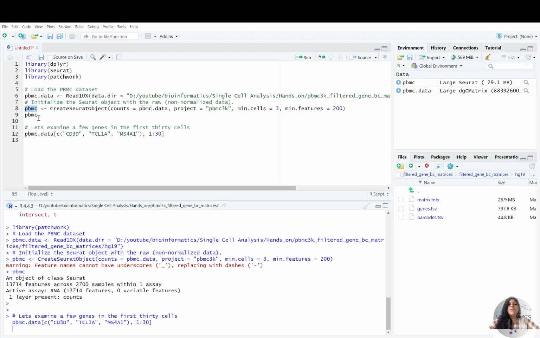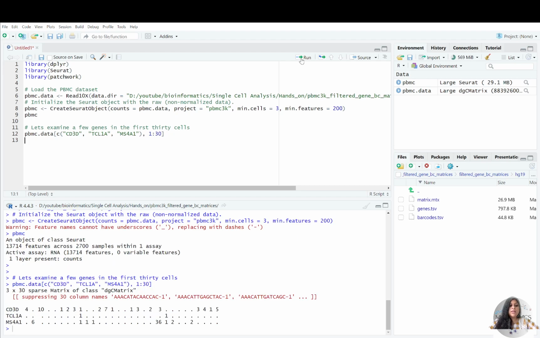PBMC is actually peripheral blood mononuclear cells, right? So here, these 3 genes we will be looking at in the first 30 cells. It's not hard to understand these codes. If I run this, you see now a matrix of 3 into 30 dimensions. So it is having 3 rows and 30 columns. Why 3 rows? Because there are 3 genes that we have selected from our whole data. We are just subsetting our data, right? And then we have taken the first 30 cells. So that is why there are 30 columns.